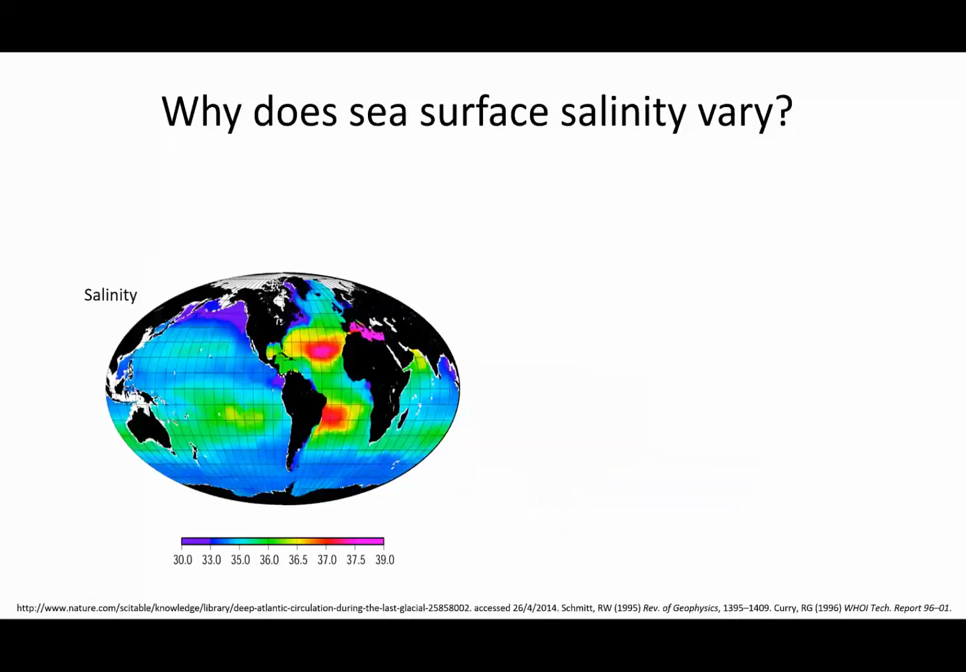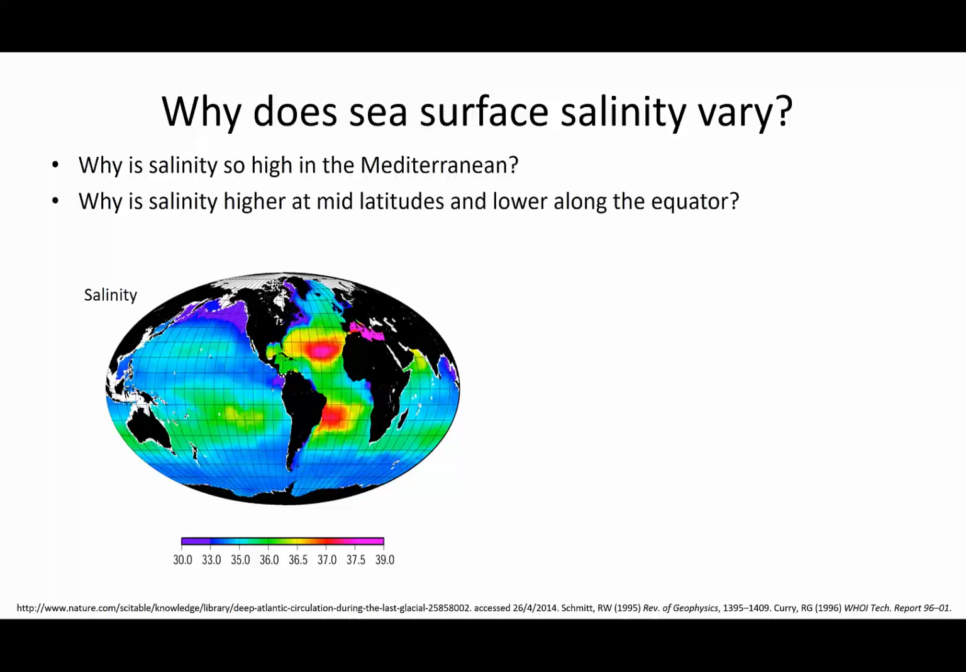So why does sea surface salinity vary, and why does it vary so much? If we have a look at this diagram of sea surface salinity, I'll point out a few features. Here we have the Mediterranean Sea, and we can see that the salinity is up around 39 PSU or greater. So it's much more saline than most of the rest of the ocean. You'll also notice that there are bands of high salinity that run across the mid-latitudes, and we have lower salinity in general along the equator.